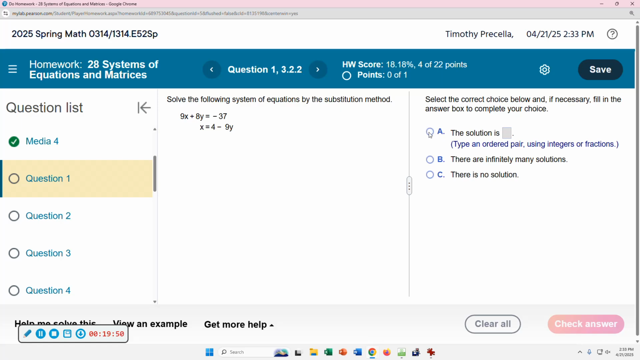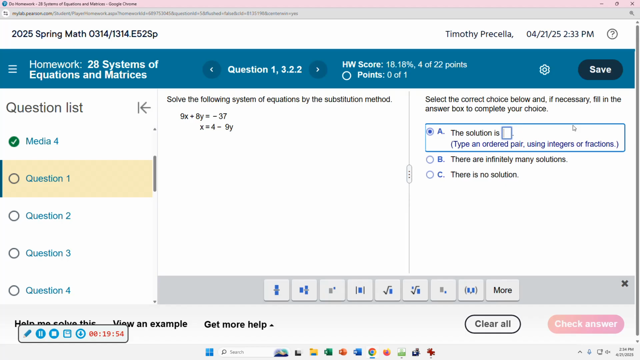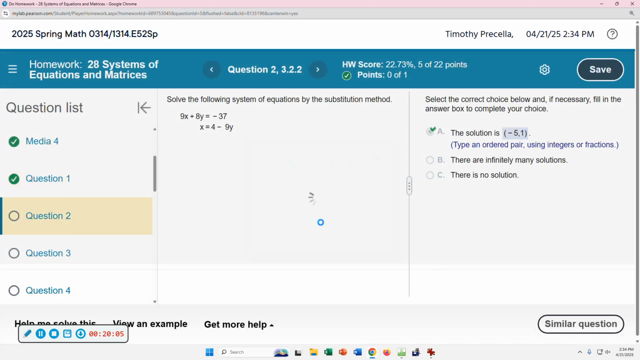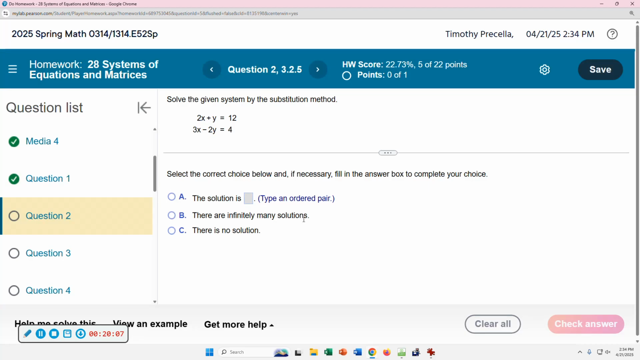We've already discussed the two other options, why it's not infinitely many and why there's no solution. If at any time you get 0 equals 0, or 0 equals a non-zero number, when all the variables subtract out, that's those cases.